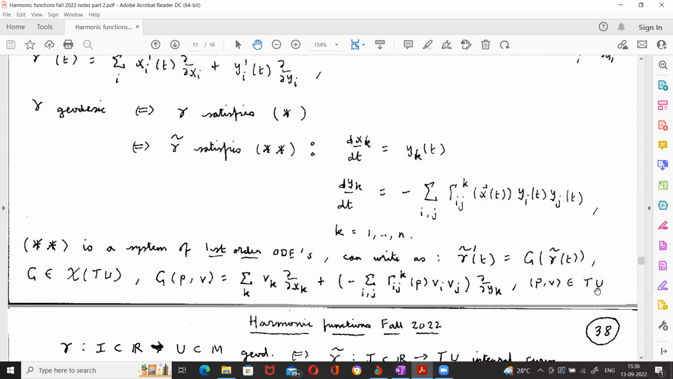The geodesic equation, which we converted from a system of n second order equations into a system of 2n first order equations on the tangent bundle, we can write compactly as just gamma tilde prime t equal to G of gamma tilde t. This makes sense.